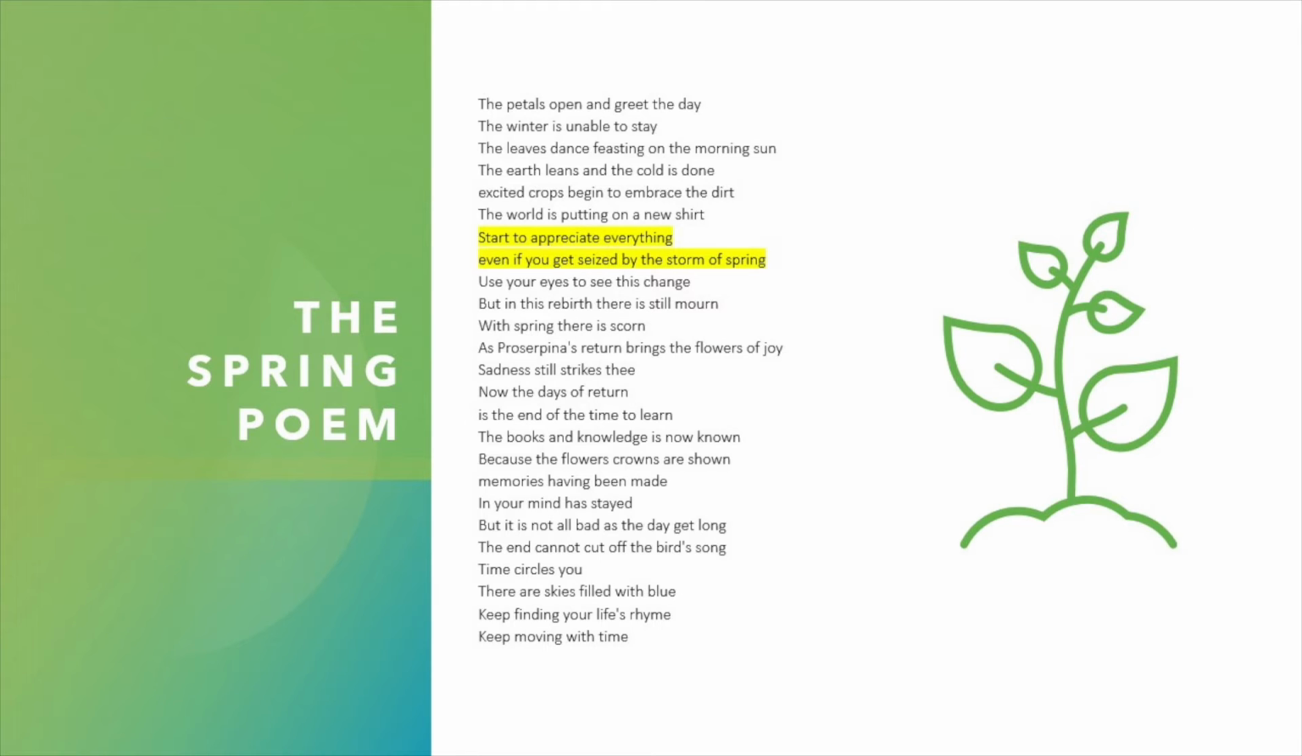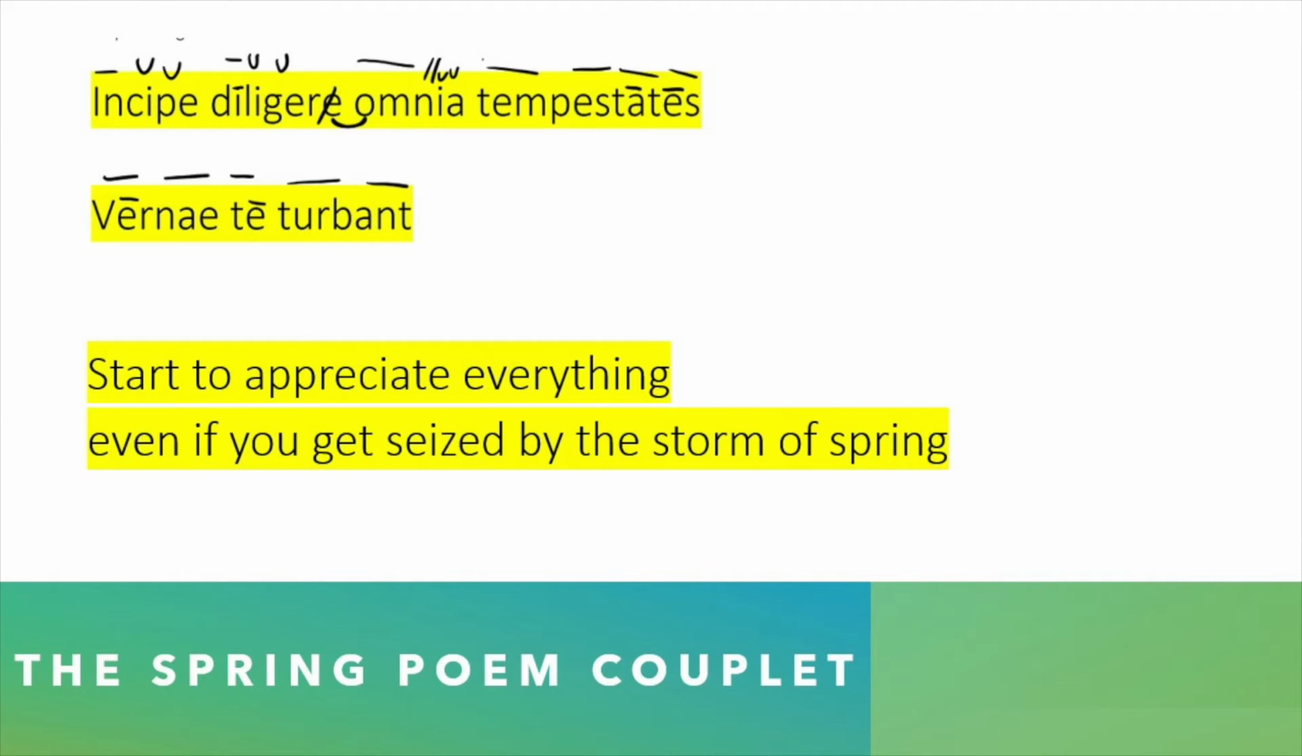So this is the spring poem. I'm going to really sum it up in my next one, but I wanted to show you how it looks in its entirety. And the highlighted lines are the 2 lines I translated. So here are the lines. I'll read it to you in English first. Start to appreciate everything even if you get seized by the storm of spring. Incipe diligere omnia tempestates vernae te turbant.